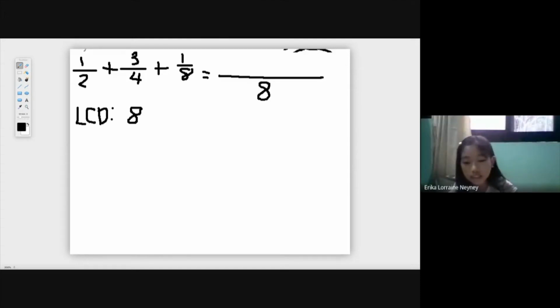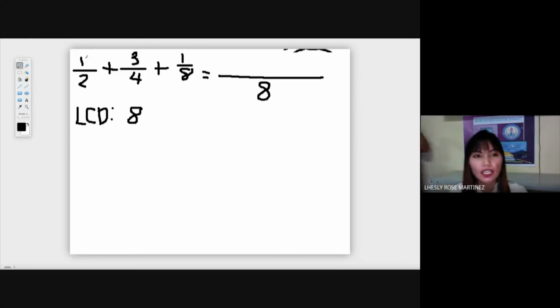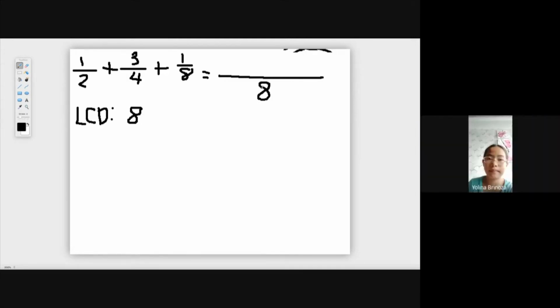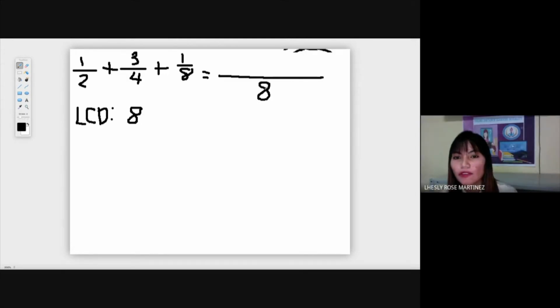Divide. Erica, for the equivalent fractions of 1/2, what are we going to do? Divide. What number? 8 by 2. Okay, good. Divide 8 and 2. 8 divided by 2 is equal to 4. And then what next?